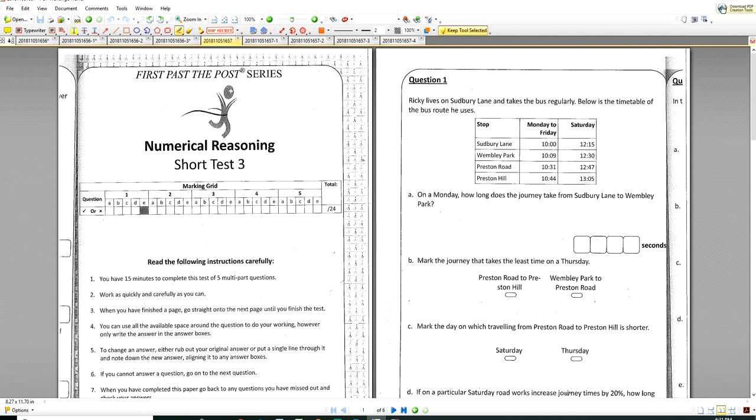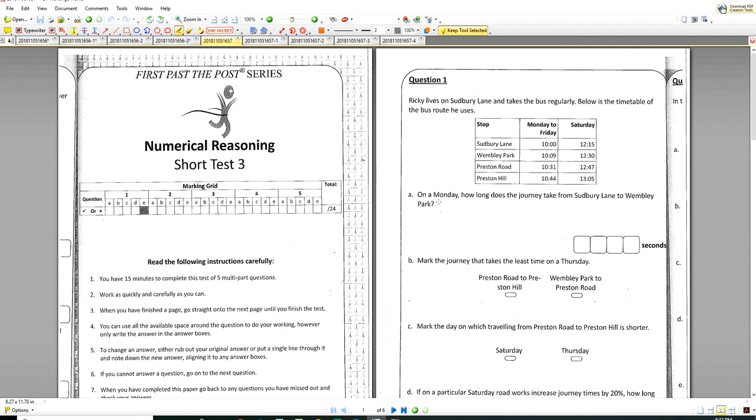Okay, folks, welcome back. We're looking at numerical reasoning, short test 3, question number 1. Ricky lives on Sudbury Lane and takes the bus regularly. Below is the timetable of the bus route he uses. On a Monday, how long does the journey take from Sudbury Lane to Wembley Park?